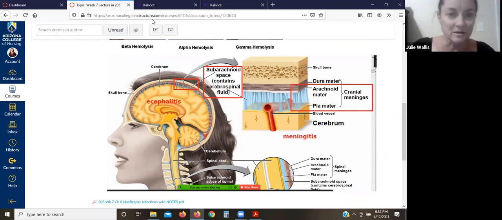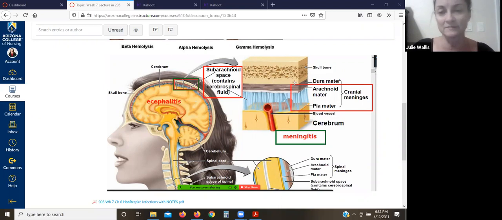So let me change the color just so we can see a little bit better. Let's do green. Meningitis, meninges are the protective layers that surround the brain. So this circle right here, or this square, that's not a circle, that is a square, showing these layers that surround the yellow is the brain tissue. Encephalitis is an infection of the brain tissue. Meningitis is an infection of these protective layers that surround the brain.